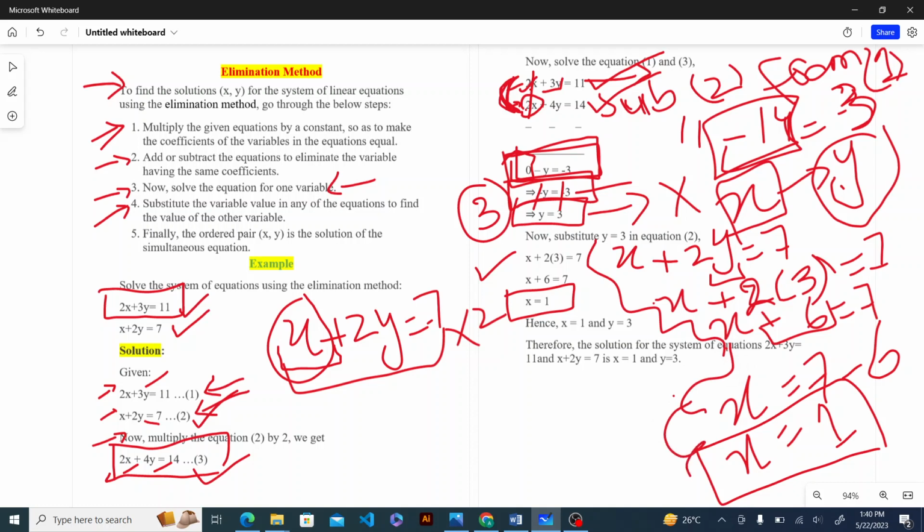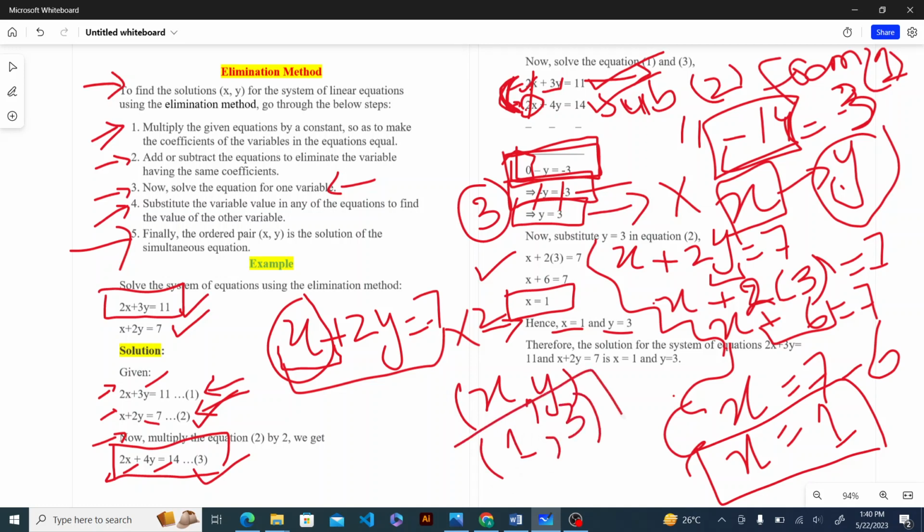So we have got the value of x and we have got the value of y. The fifth step is finally: the ordered pair (x, y) is the solution of the simultaneous equations. So (x, y) is equal to (1, 3). So (1, 3) is the solution to the given simultaneous linear equations.